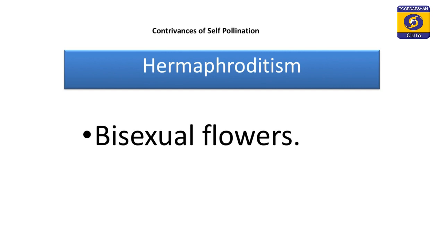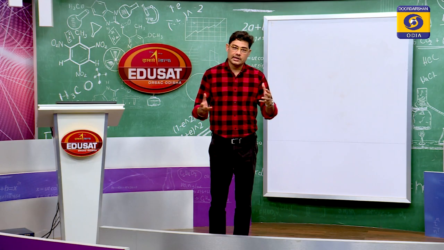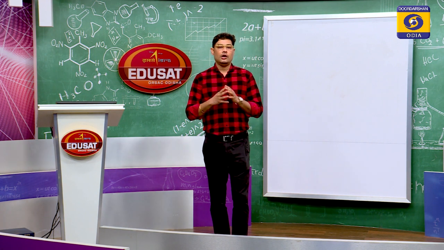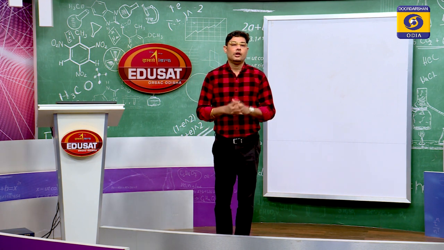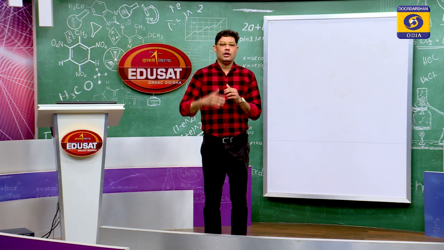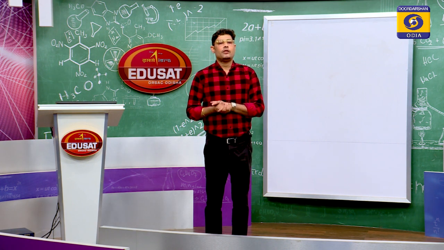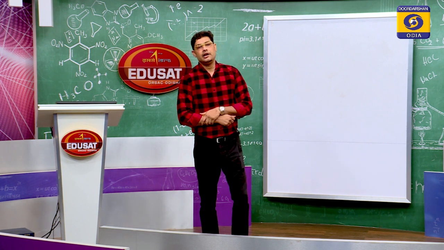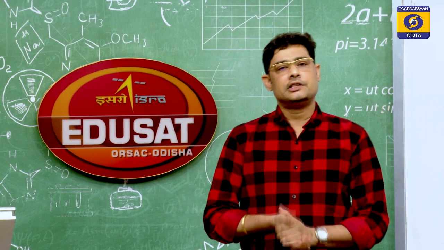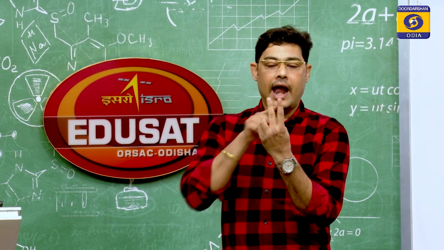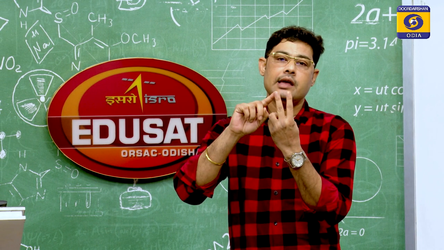Hermes and Aphrodite are gods of Greek mythology. Hermes, as you know, is the messenger or the god of wealth, and Aphrodite is the goddess of beauty. Both are very beautiful, or one is beautiful and the other very handsome. So that is called hermaphroditism, or the hermaphrodite condition. Hermaphrodite condition means bisexual condition.